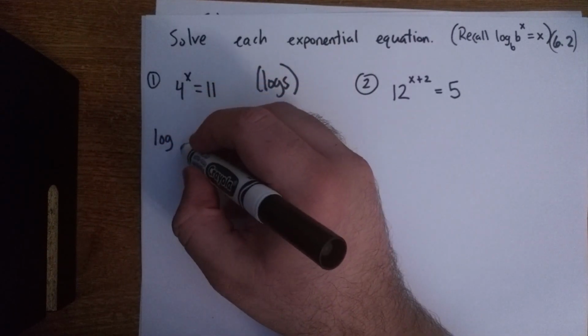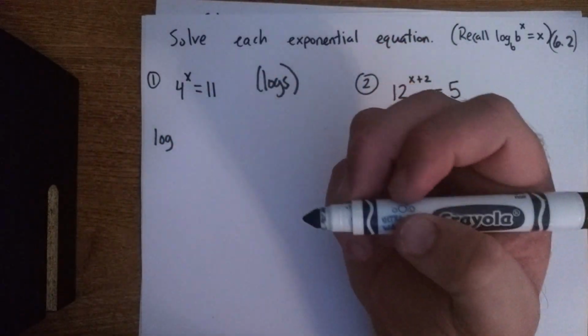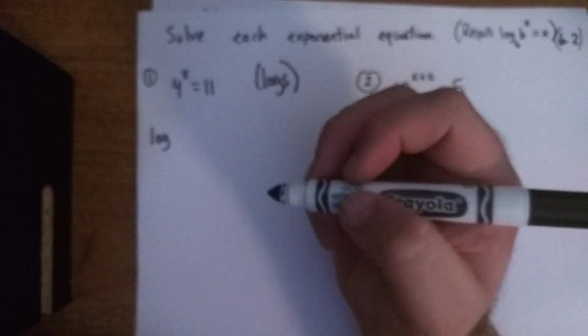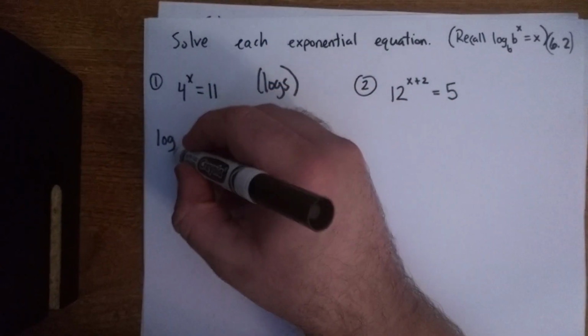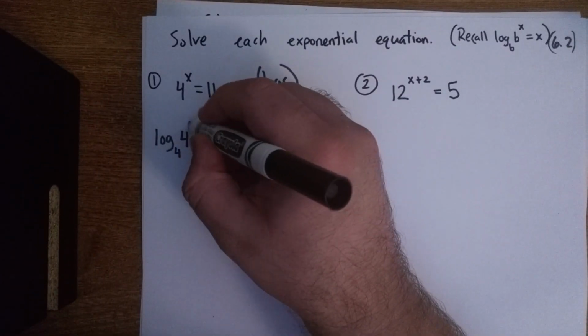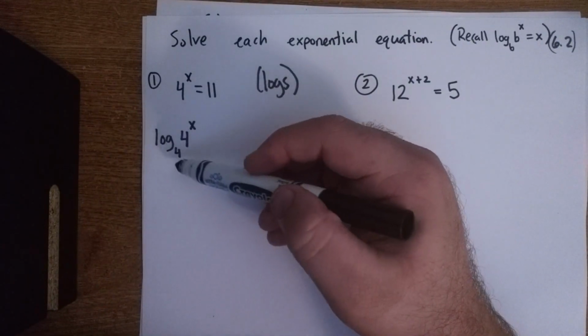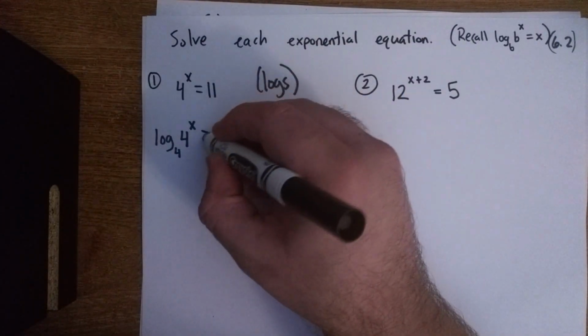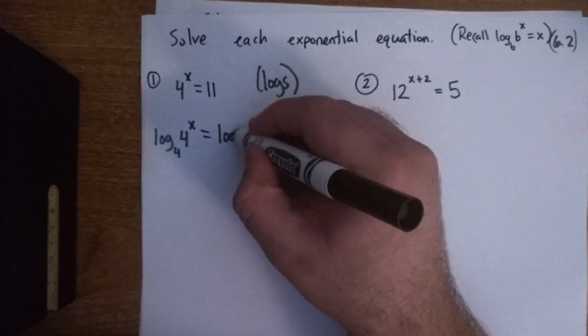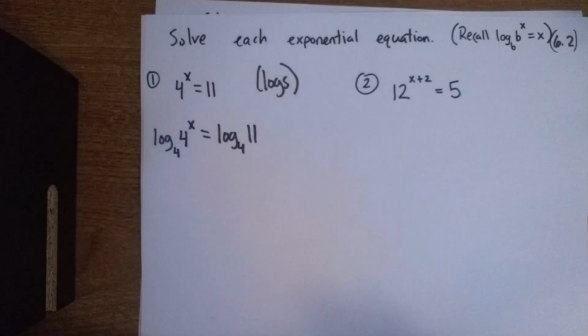So we're going to take log, and we're going to choose base 4. And you'll see why in a second. But we're going to take log base 4 of both sides. So the 4 to the power of x is still here, but we're taking the log base 4 of it. And what we do to one side, we do to the other. So we're going to take log base 4 of 11 as well.